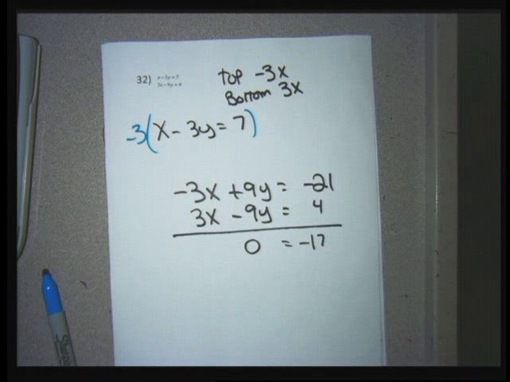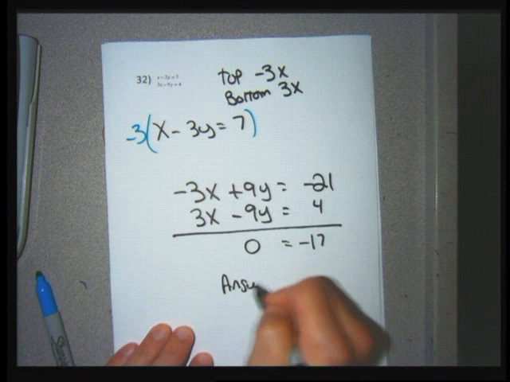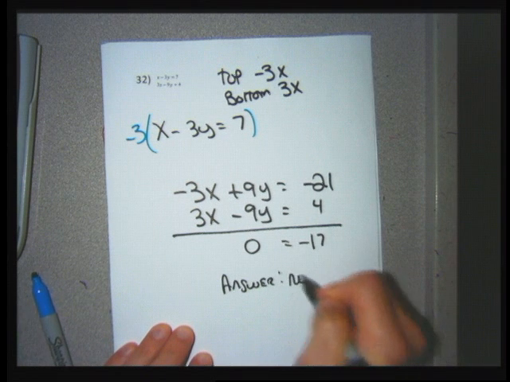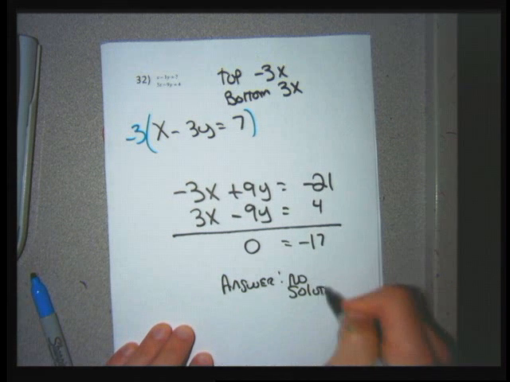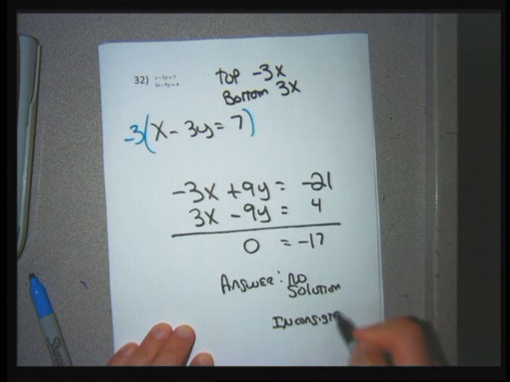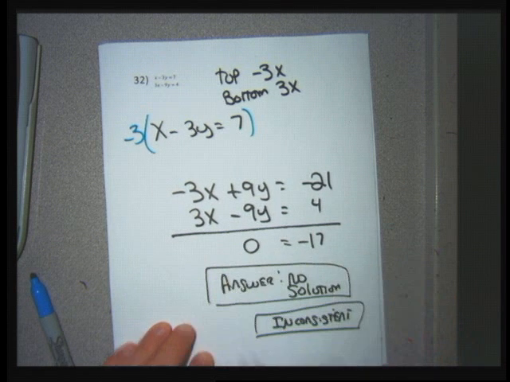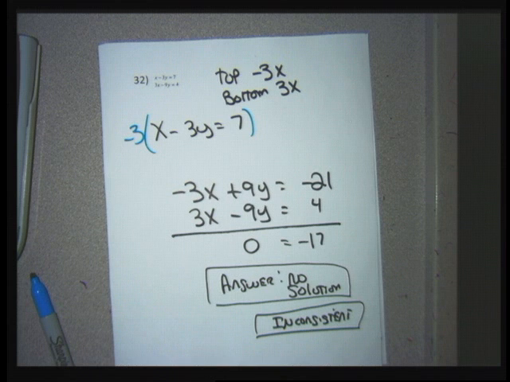The letters dropped out. The best thing that can happen when the letters drop out is if I get a false statement, because I could just stop. My answer here is there's going to be no solution. Or I can say inconsistent. I'd live with either. I think when I wrote my solutions manual, I wrote inconsistent, but no solution is equivalently good. If you just wrote parallel lines don't cross, I'd live with that as well. So 32 was nice because the letters dropped out, but I ended up with the false statement, so I didn't have to go write my answer in that set builder notation.